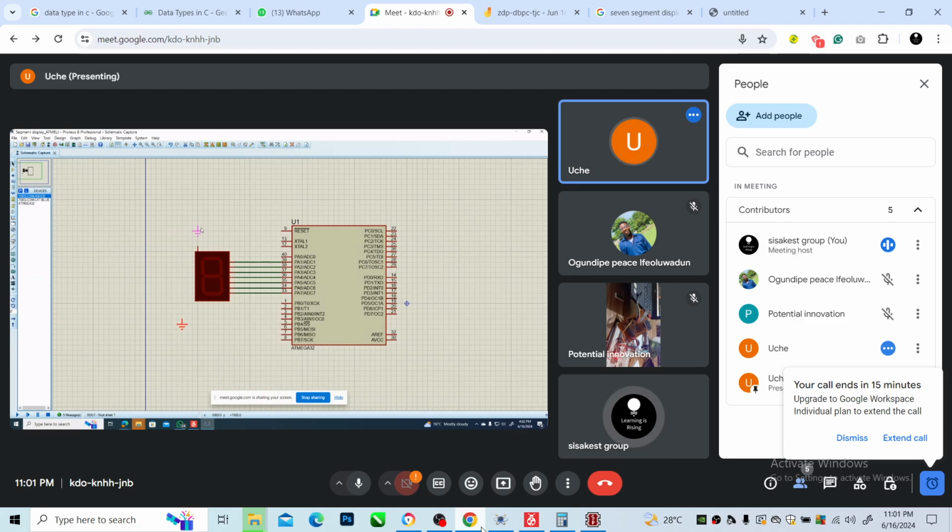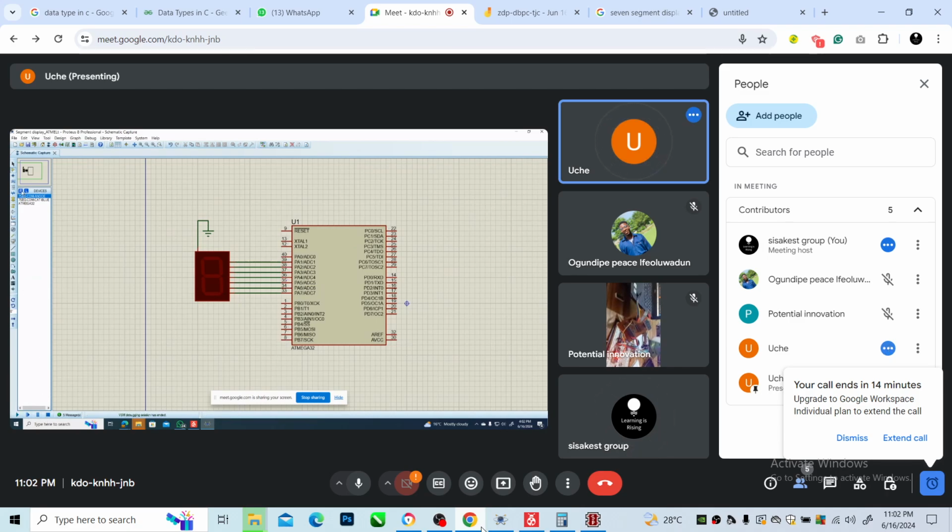You can actually connect it from there. Nothing will happen. Okay. Why is it not on now? Common anode. You selected common anode, Anthony. I can see it from here.